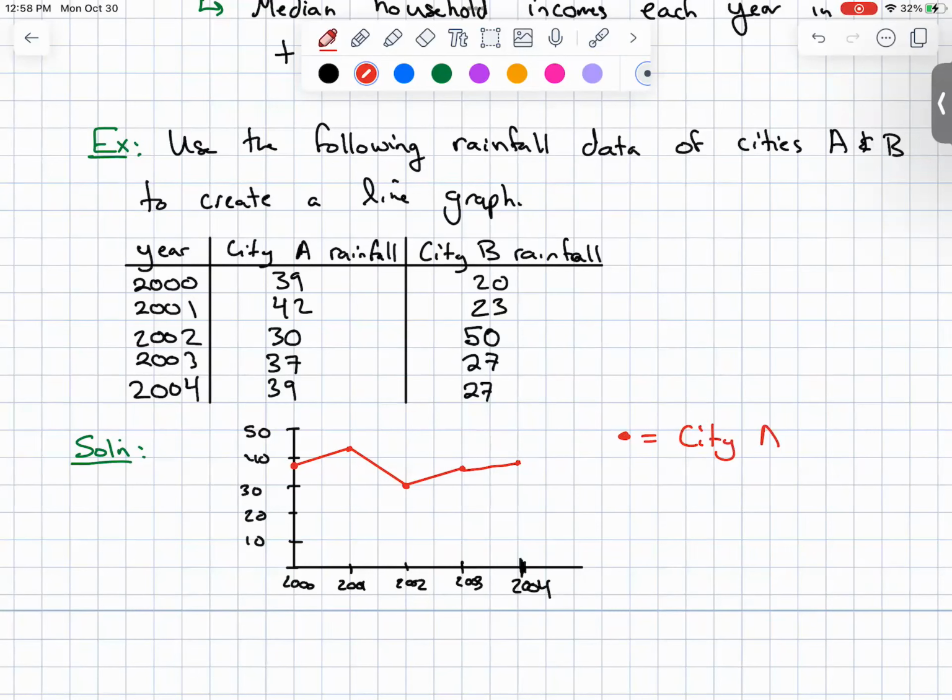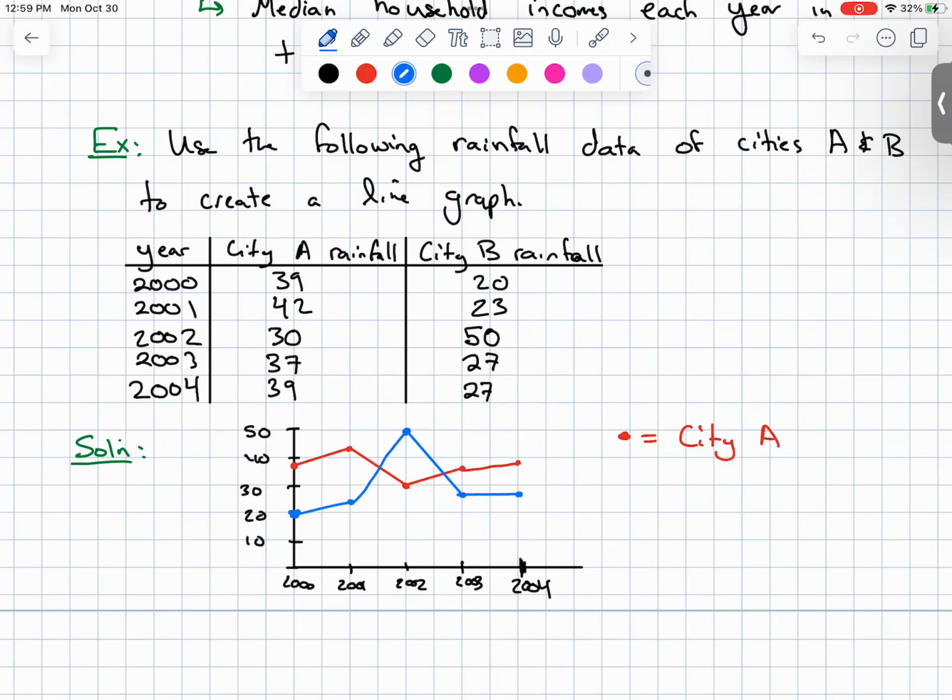So that's city A. The red is city A, and then city B I'll do in blue. So it starts off at 20 and then 23, so a little bit more, then 50. So it must have had a good year that year, and then 27 and then 27. So right about there and right about there. And then we just draw lines connecting them. That's how you do it.